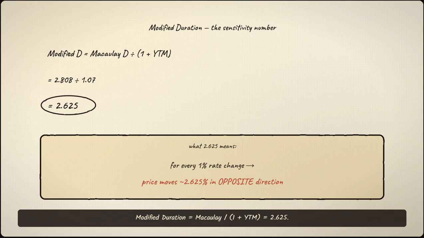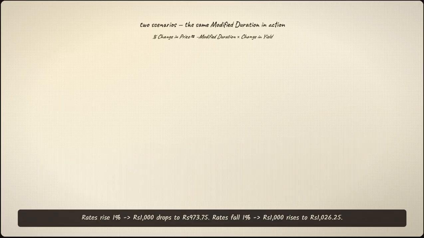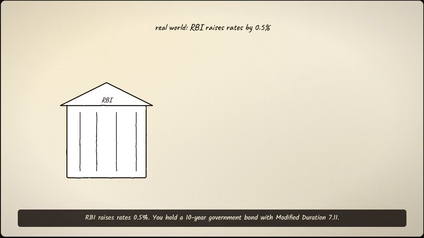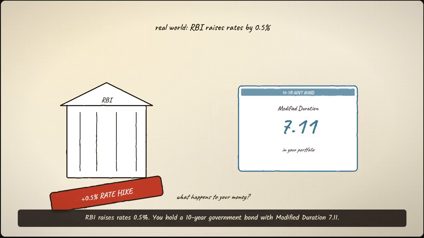So modified duration of 2.625 means that for every 1% change in interest rates, the bond's price will change by approximately 2.625% in the opposite direction. So if rates rise by 1%, the price will drop by 2.625%. A 1000 rupee bond drops to approximately 973.75 rupees. If rates fall by 1%, the price will increase by 2.625% and will cost approximately 1026.25 rupees.